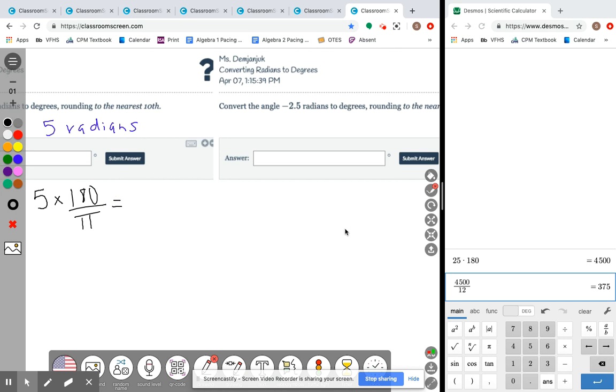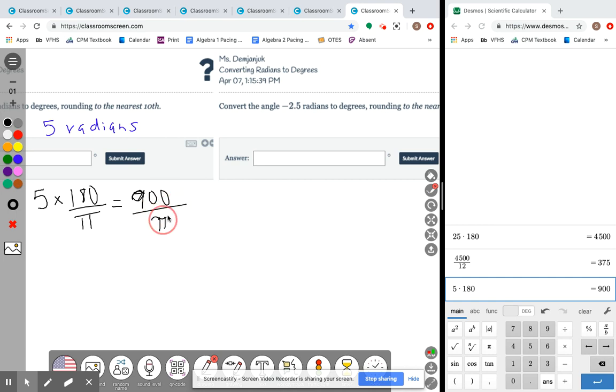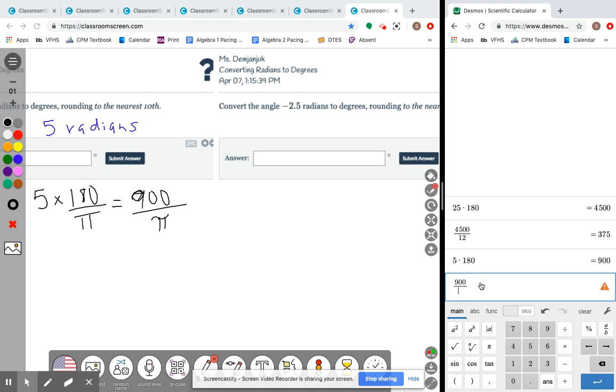So I'm going to start by simplifying my numerator. I'm going to do 5 times 180, which gives me 900. And I need to divide it by pi. So in my Desmos calculator, I'm going to type in 900 divided by, and you can quickly either press the pi button or just type in pi. And Desmos tells me that it's 286.4788 going on.